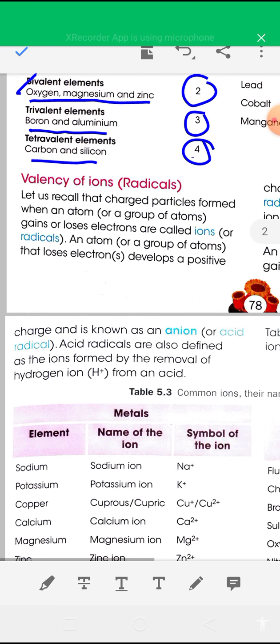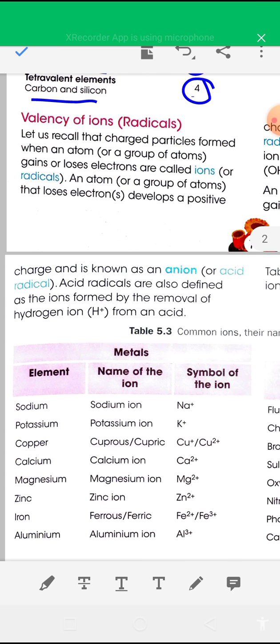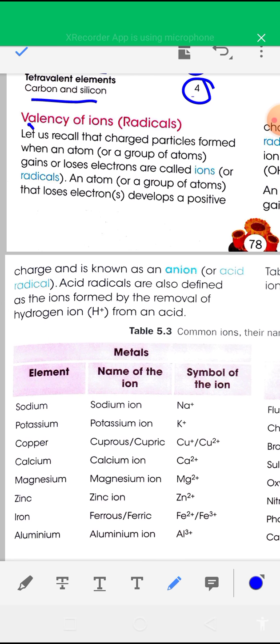Now see the valency of ions or radicals. Valency of ions and radicals. So first you have to know what an ion or radical is.